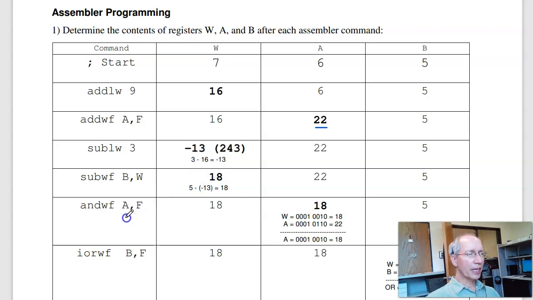Next one, take A, AND it with W, put the result in A. So A is 22. In binary, that's 0001 0110. W is 18. 18 is 0001 0010. AND them together. Wherever both bits are a 1, the answer is a 1. So here they're both 1, here they're both 1. The answer is 12 hex, which is 18 decimal.